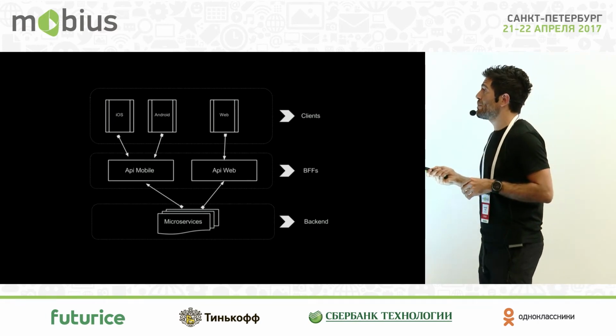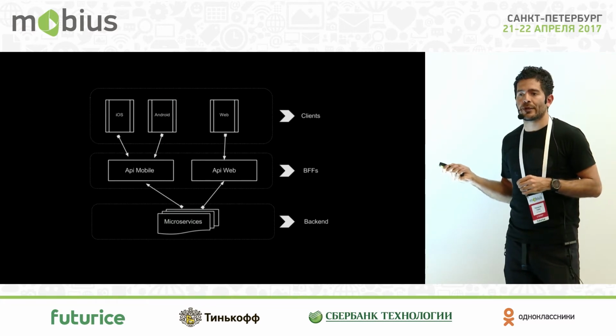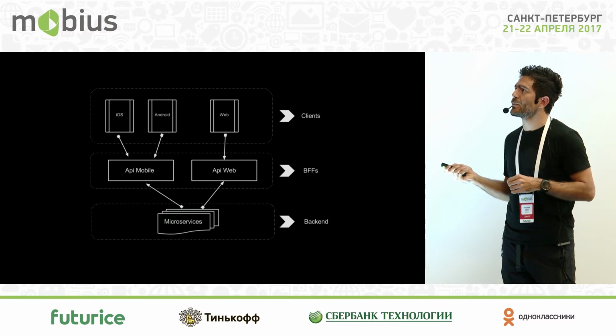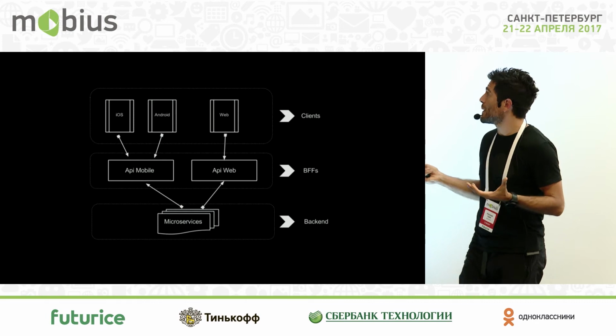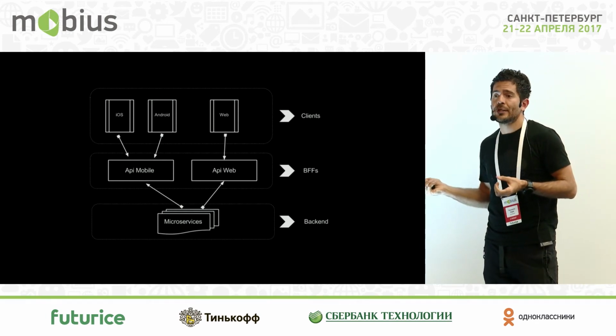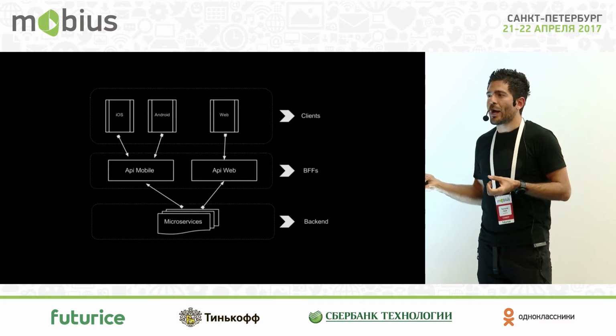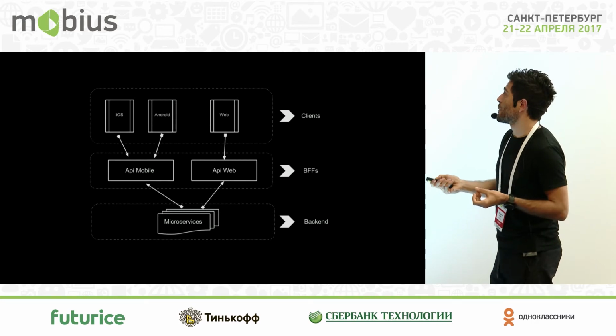So we have two mobile APIs, which we call BFFs. This is a pattern that we created. I don't know if we created it, but many people wrote about it at SoundCloud, which is called backend for frontends. So basically, this is a layer on top of our microservice architecture. We have around 150 microservices, which is our backend.